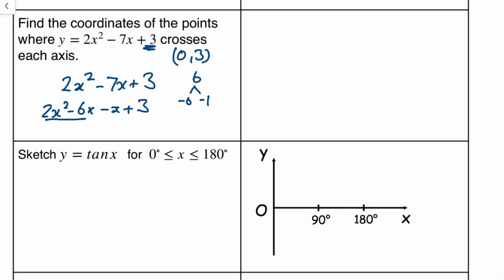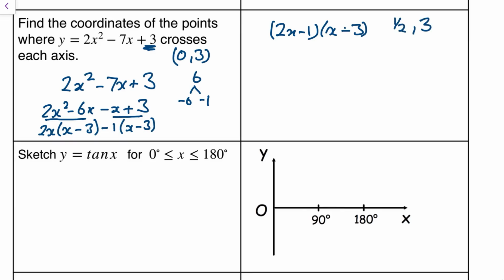If I factorise this here, that's going to give me 2x minus 3. Now if I factorise this here, that's going to be minus 1 times x minus 3, which means the whole thing factorises down to 2x minus 1, x minus 3. Is that right? Yes, it is. And therefore, the points are going to be a half and 3. So all the crossing points are 0, 3 on the y-axis, a half, 0 on the x-axis, and 3, 0 on the x-axis. Good question, a nice little understanding question, which works quite well.